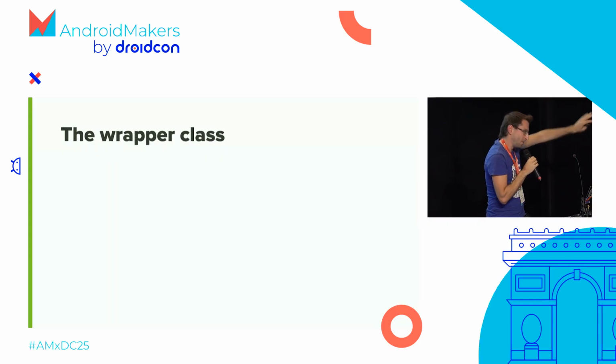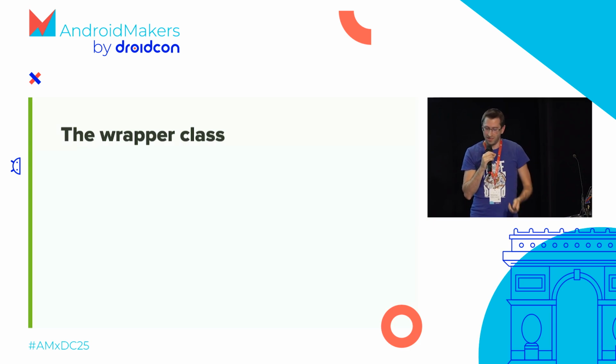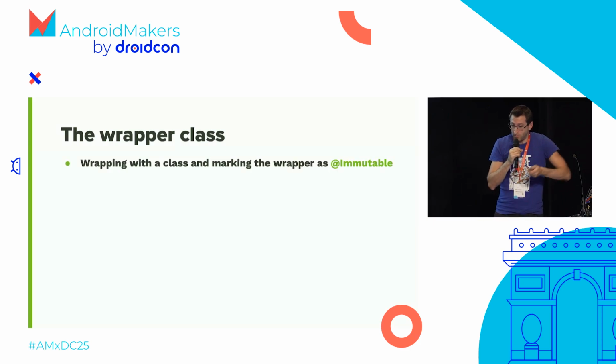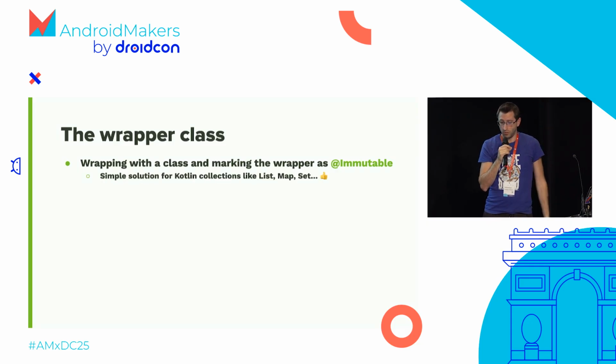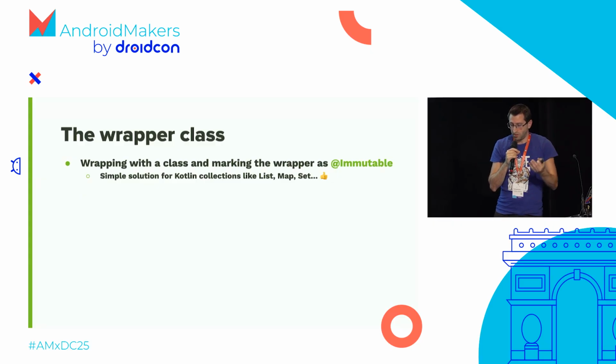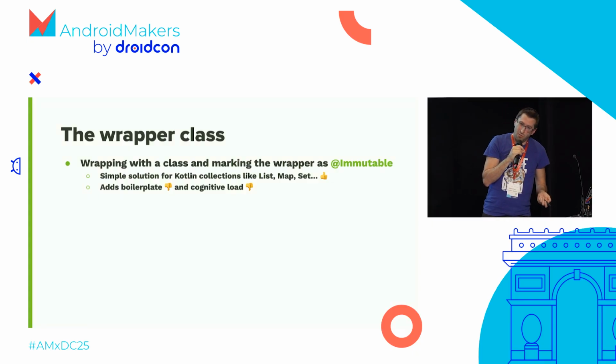Moving on, what other solutions do we have? The wrapper class. This is one of the oldest ones in this world of stability thingies, and it's pretty simple. You just take a class, you wrap it with another class, and mark the wrapper as immutable. It's a very simple solution that was around for a while for list, map, collections, things that I discussed before. But it adds boilerplate. I'm going to show you right now.